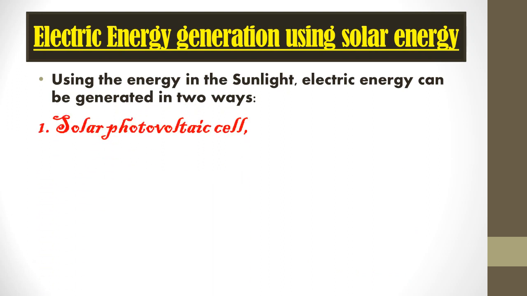So in all the methods we have seen in our previous videos, the electric generator is driven by some source of energy, and electricity is generated by making use of the principle of electromagnetic induction. However, electrical energy can be generated directly from solar radiation without using a generator and without using the principle of electromagnetic induction, and this happens in solar photovoltaic cells. Solar photovoltaic cells convert solar energy directly into electrical energy. So we will study this first part in this video.